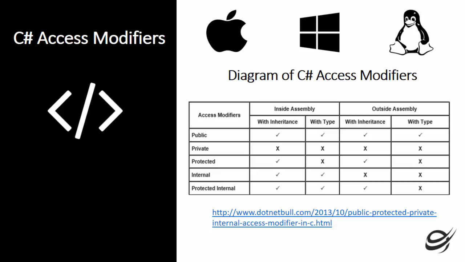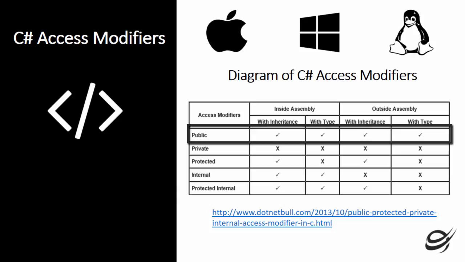There are 5 types of access modifiers in C#. As you can see right here, we have public, private, protected, internal, and protected internal. Typically, the first 3 are what you're going to utilize in your C# program. You will utilize these access modifiers on your variables and on your methods. These are all utilized within your ASP.NET Core application.